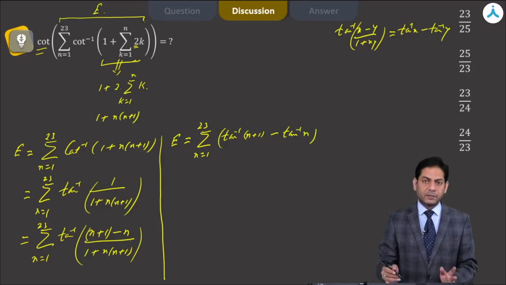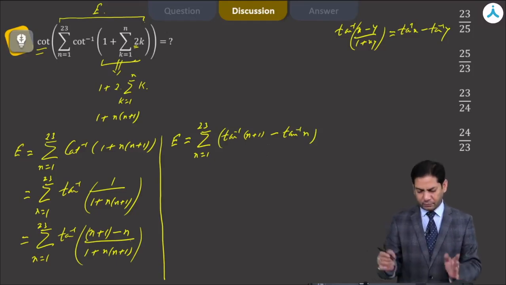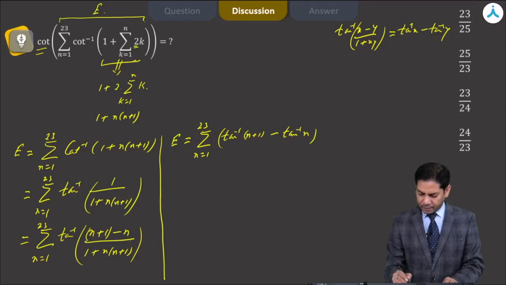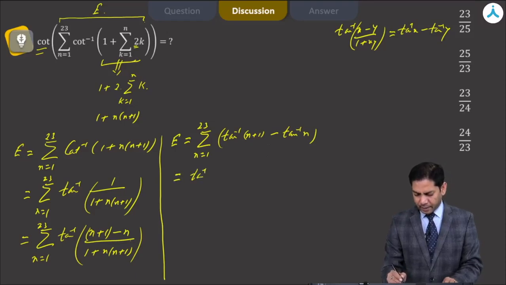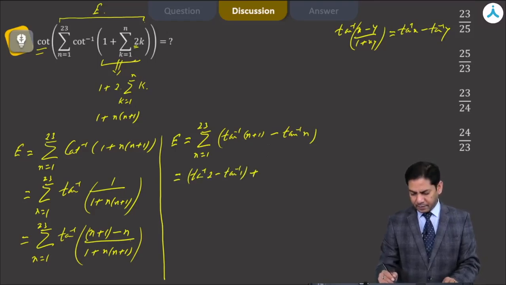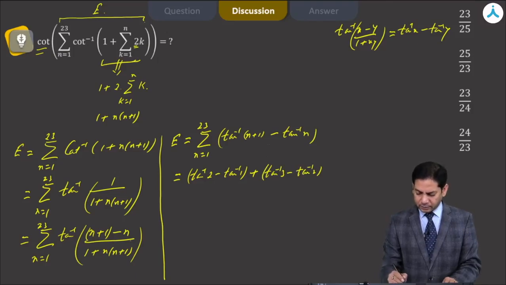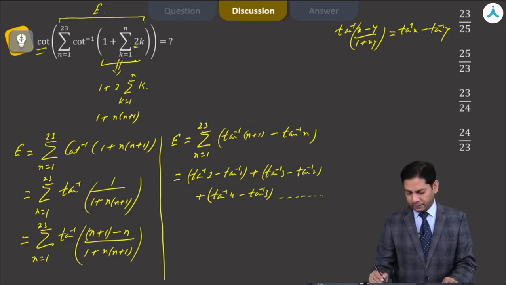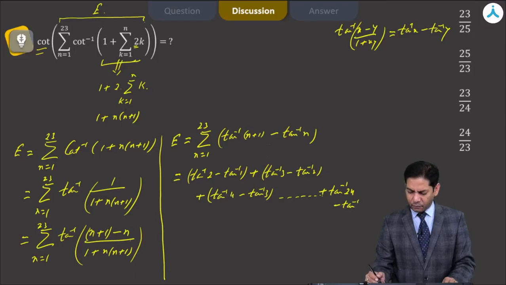Now once we have written in this format, this is the telescoping format. When we put n is equal to 1 to 23, what happens is we get tan inverse 2 minus tan inverse 1 when we put n is equal to 1. Then we get tan inverse 3 minus tan inverse 2, and then we get tan inverse 4 minus tan inverse 3, and keep on doing it like that. Finally we end up getting tan inverse 24 minus tan inverse 23.